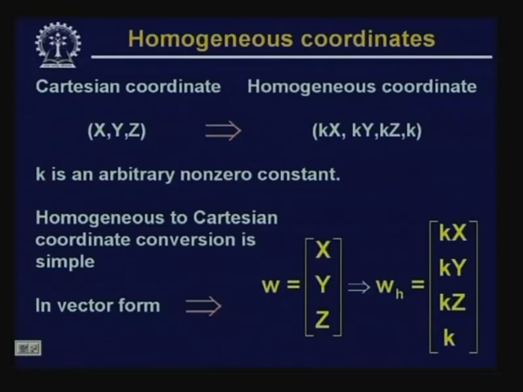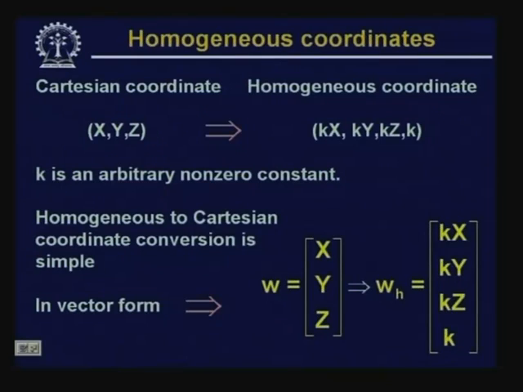Now, using this particular figure, we have tried to find a relation between the 3D world coordinate X, Y, Z and the corresponding image point x, y. For that, we have taken a conversion from the Cartesian coordinate system to a homogeneous coordinate system. While doing this conversion, every component of the coordinate, that is X, Y, Z, is multiplied by a non-zero arbitrary constant k, and the same value of k is appended as a fourth component. So, for a Cartesian coordinate X, Y, Z, the corresponding homogeneous coordinate is given by kX, kY, kZ and k.